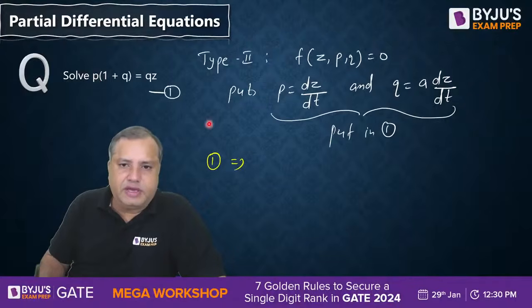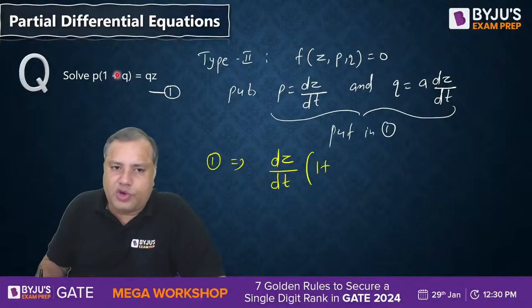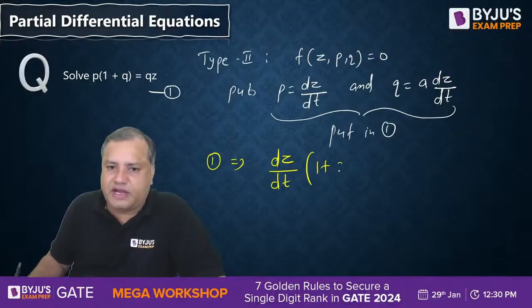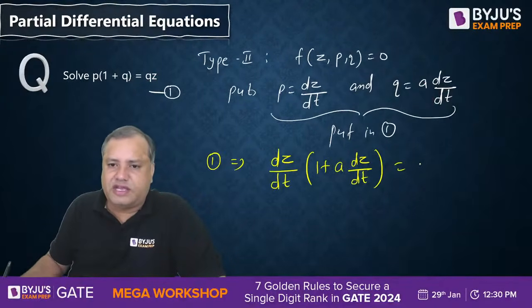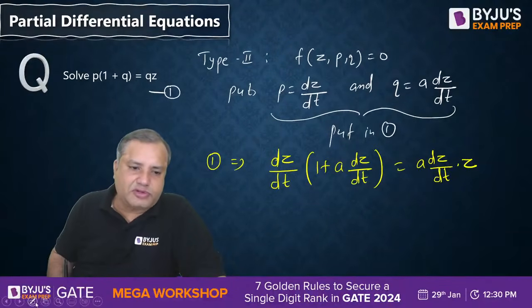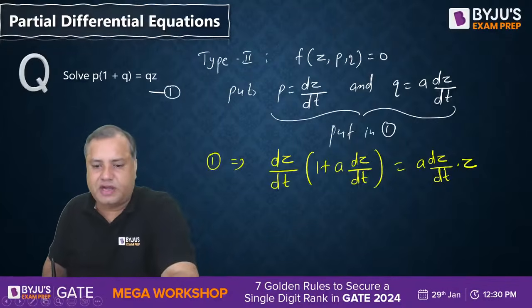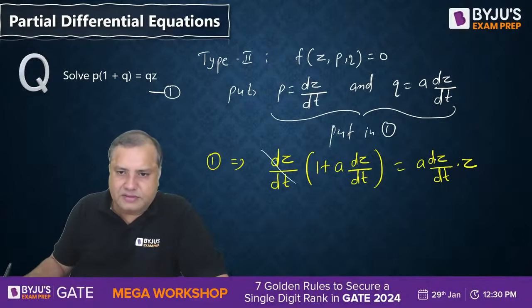P is dz by dt, 1 plus Q is a dz by dt. On the right hand side, Q is a dz by dt multiplied by Z. So, students, I am just striking this dz by dt on both sides. We will cancel dz by dt on both sides.